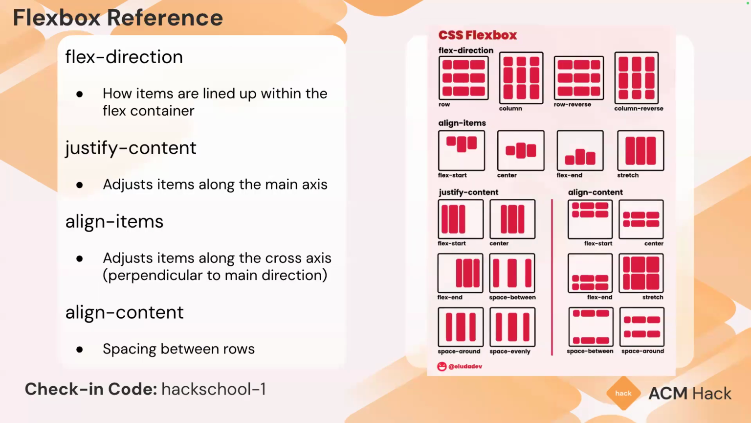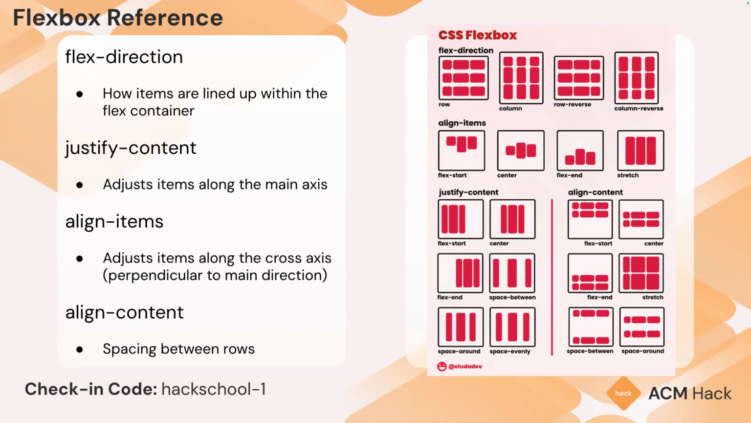So here's our reference sheet, and we really recommend that you take a picture of this or save the slide for a rainy day. Here are a couple of the terms that we talk about in flexbox: flex direction, justify content, align items, and align content. Flex direction, as it says on the screen, is how items are lined up within the flex container. I think this image does a great job of showing whether it's in rows or columns, that's how flex direction is going to be taking care of items.